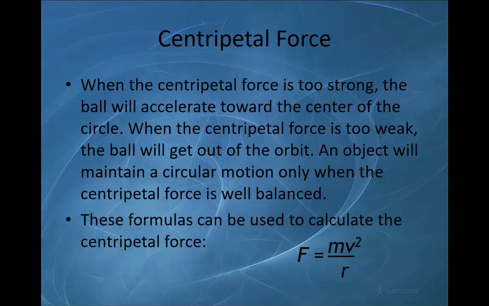When the centripetal force is too strong, the ball will accelerate towards the center of the circle. When the centripetal force is too weak, the ball will get out of orbit and continue on a straight path. This is true for any object that's experiencing a centripetal force. It will only continue on that circular pathway when the centripetal force is well balanced. And so we can use this formula below to calculate the centripetal force. F equals mv squared over r.